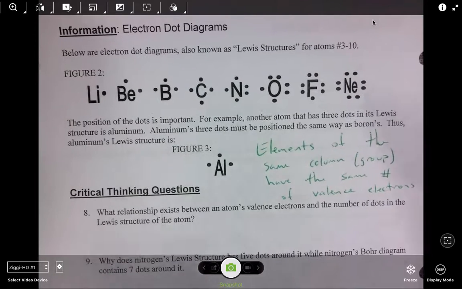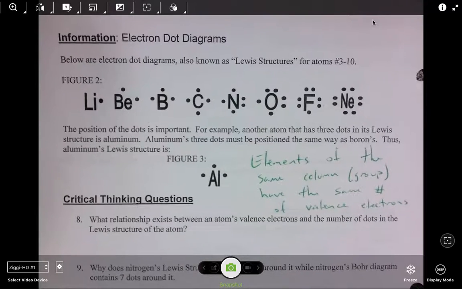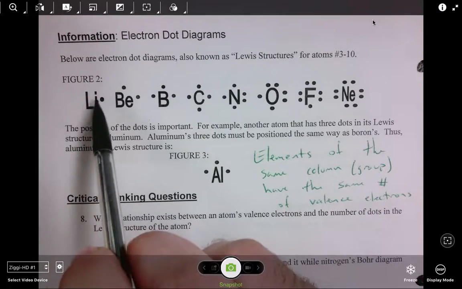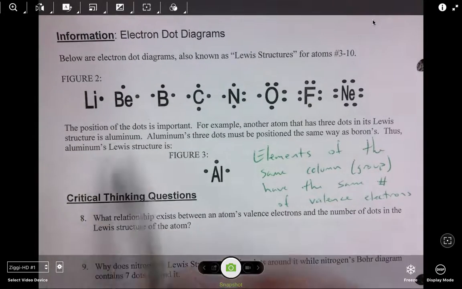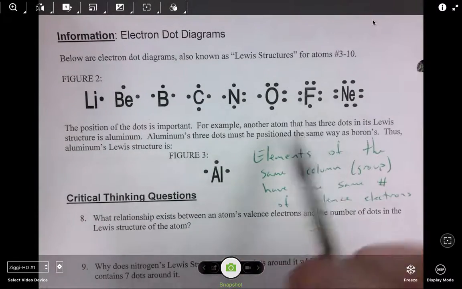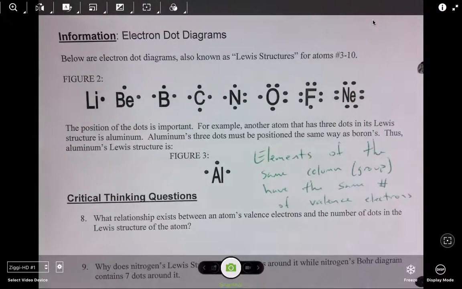The first thing that's worth noting is that the position of the dots is important. If we are looking right here, we notice that the first dot goes on the right, second dot on the top, third dot on the left, fourth dot on the bottom, fifth on the right, sixth on the top, seventh on the left, and eighth on the bottom.